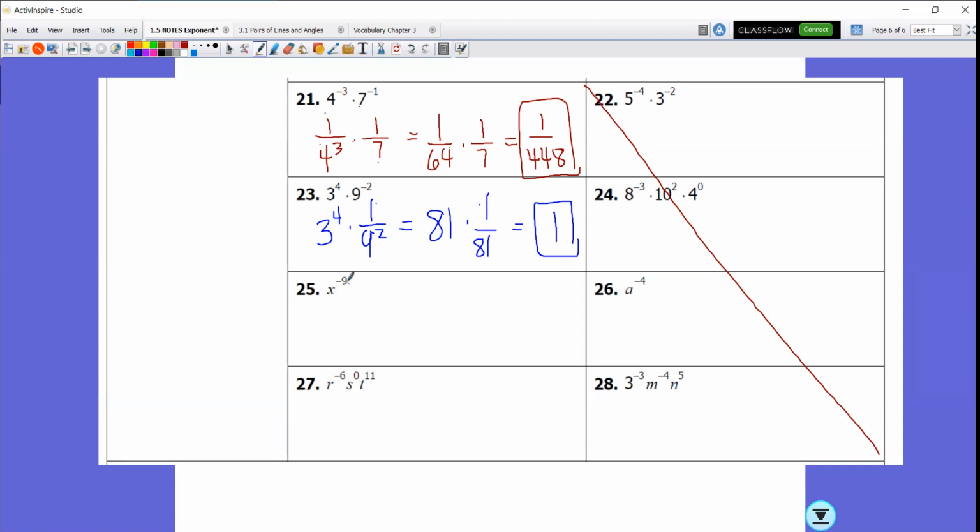All right, for problems like number 25 and 27, we have variable expressions. So it's simply a matter of rewriting it with a positive exponent. How would I rewrite 25 with a positive exponent?